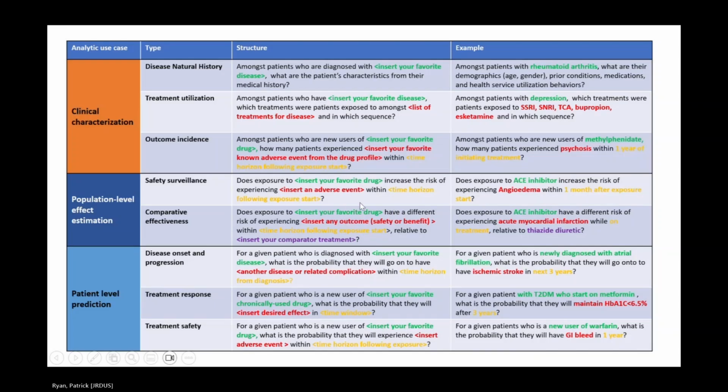And all you need to do is, now that I've got that question with the fill in the blanks, I could fill that in to say, does exposure to ACE inhibitors increase the risk of experiencing angioedema within 1 month after exposure start? By specifying that research question in this consistent format, not only have I asked a well-specified question, but now I know which tool I can go grab, what are the inputs to that tool, how is the tool going to run to answer the question, and I know exactly what the output is that I'm going to get as a result of asking that question.